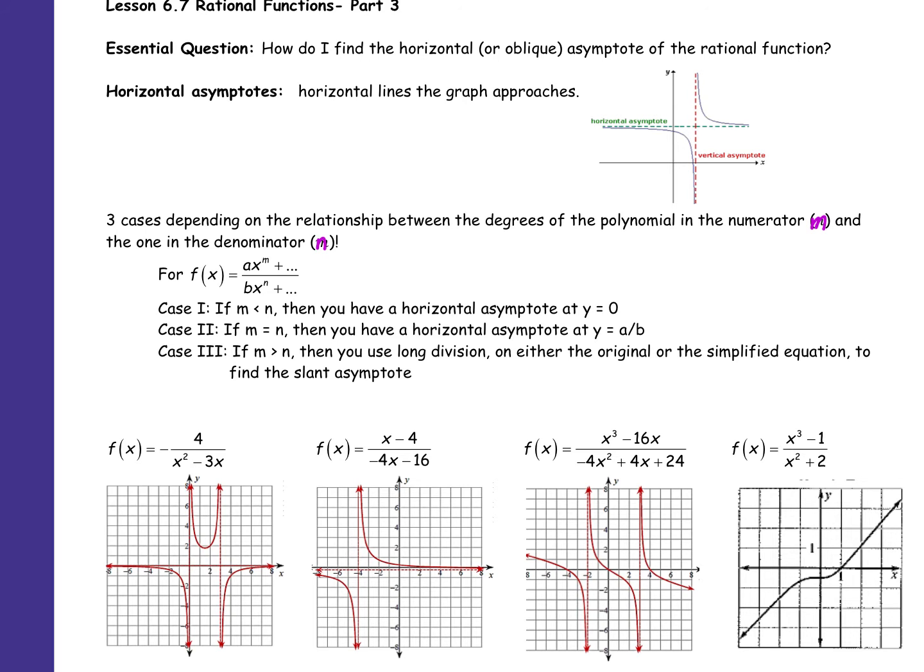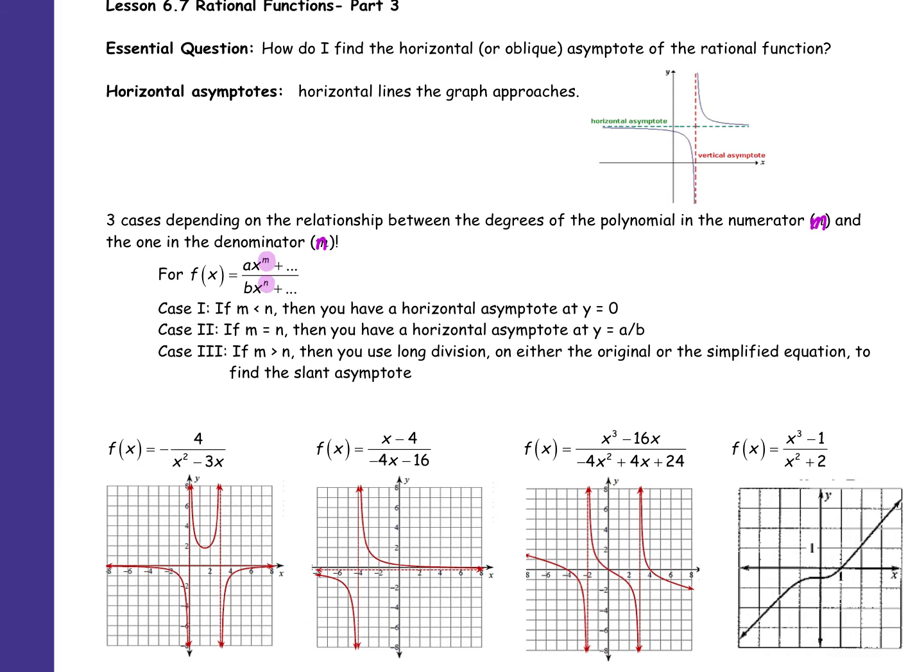So case 1 says if m is smaller than n, so I'm going to look at my exponents right now. So if my exponent on top is smaller than my exponent on the bottom, okay? Then my horizontal asymptote is y equals 0. Don't have to figure out anything. So if on top it's 0, I have no variable, and I have variables in the denominator, no matter what power it is, my horizontal asymptote will be y equals 0. As long as the top one is smaller than the bottom one, it's y equals 0.